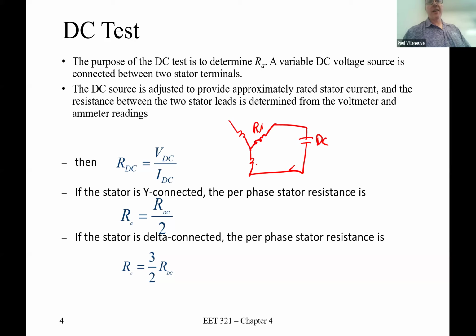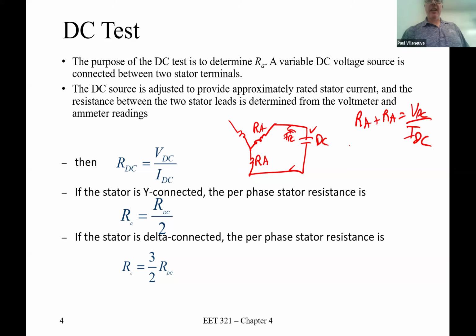So this is RA, this is RA, because my inductors are shorted out, right? If you hit an inductor with DC in steady state, that inductor looks like a short circuit. So all I have is my armature resistance. And if I can measure VDC and IDC, then RA plus RA is equal to VDC divided by IDC, right? You can see two resistors.